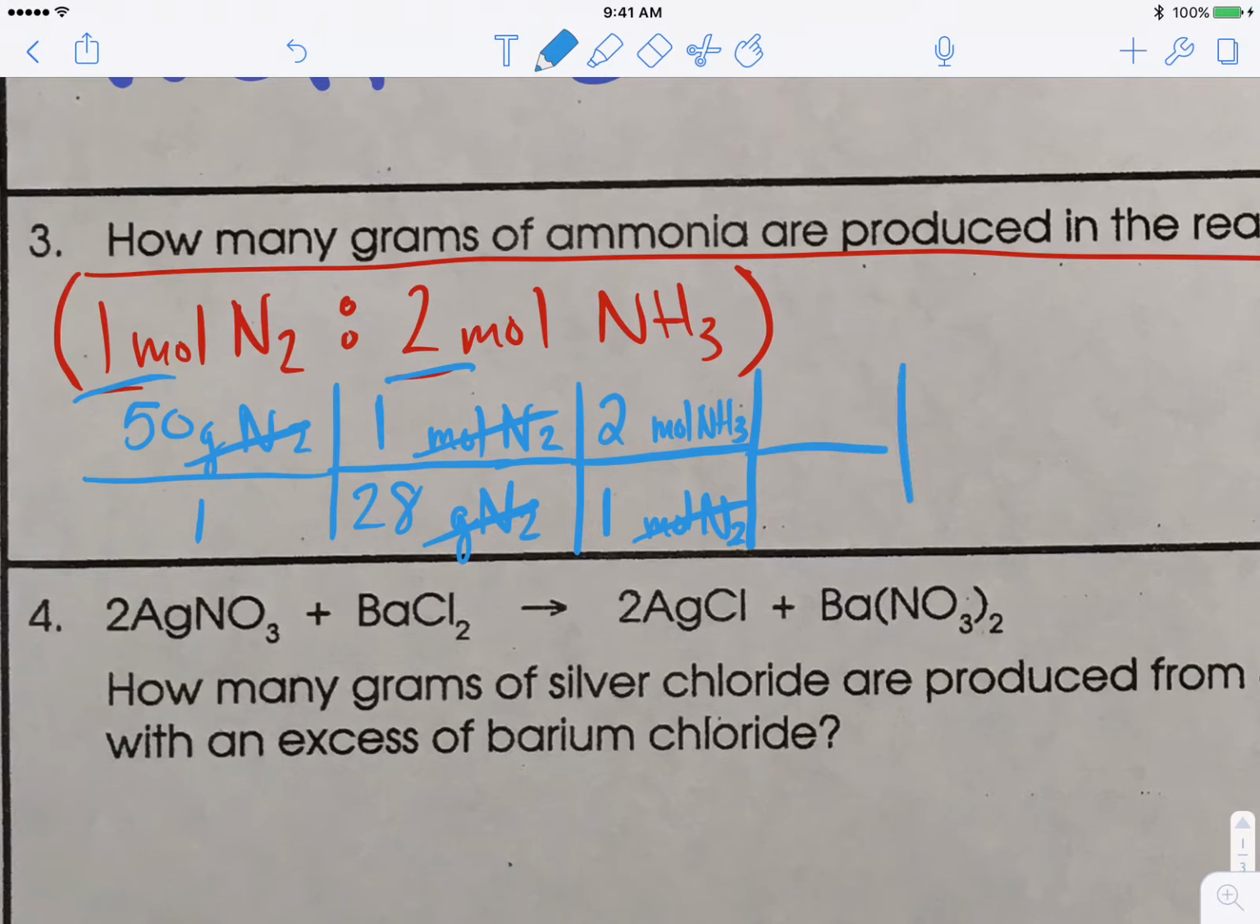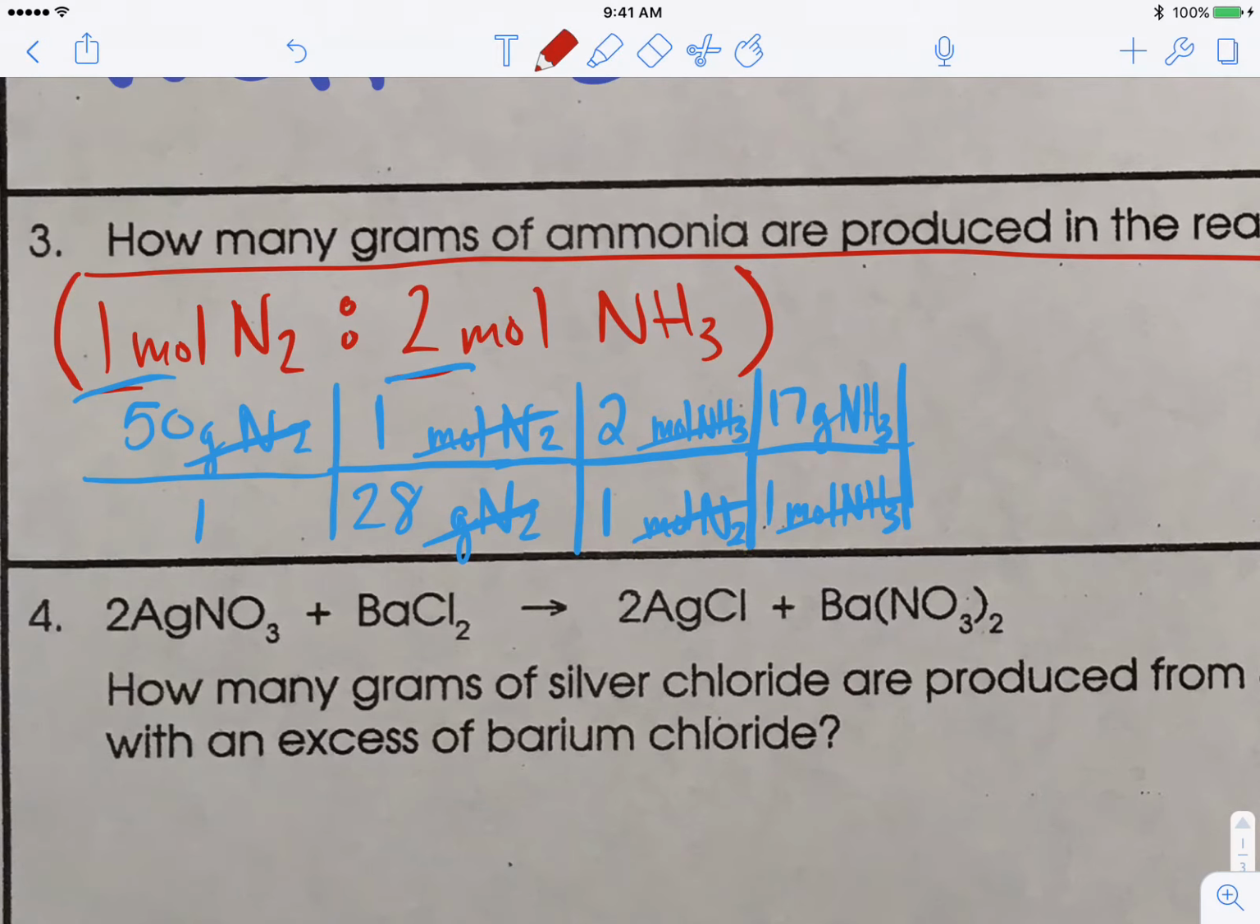Alright, we've got just one more step, and we're going to convert this into grams. So we're going to compare it to its molar mass. For every mole of NH3, we have to find the molar mass of N plus 3 H's. I'll let you look that up, but it is simply going to be 17 grams of NH3. We now can cancel out moles of NH3.